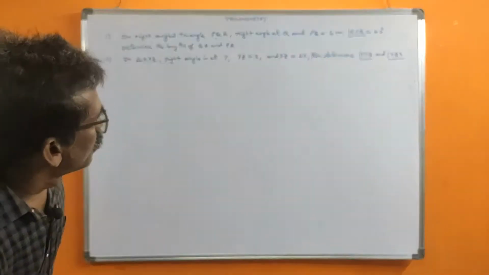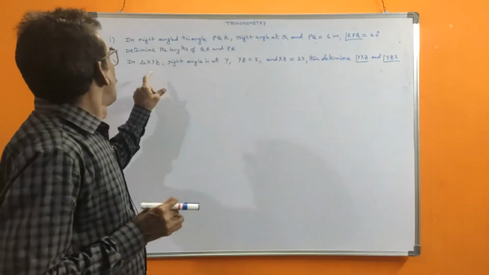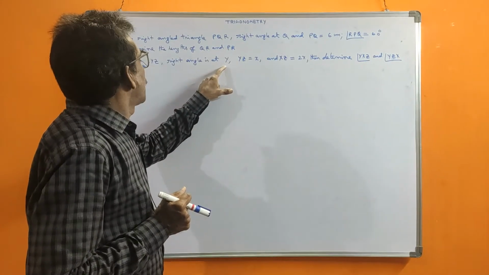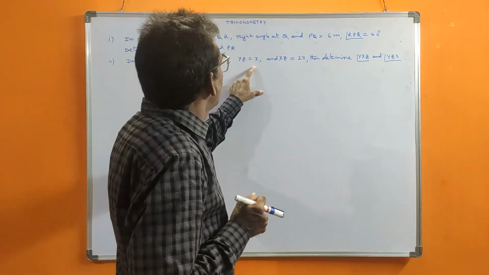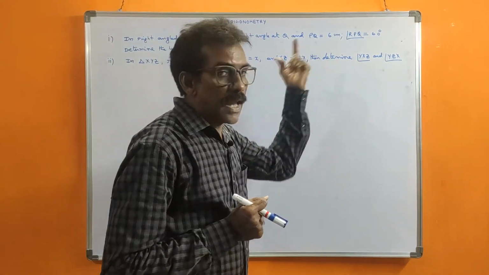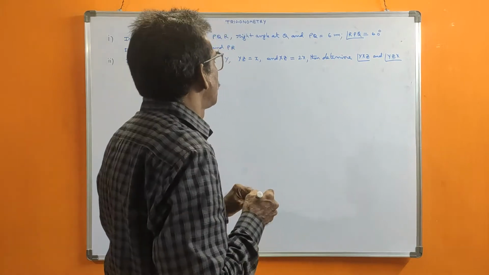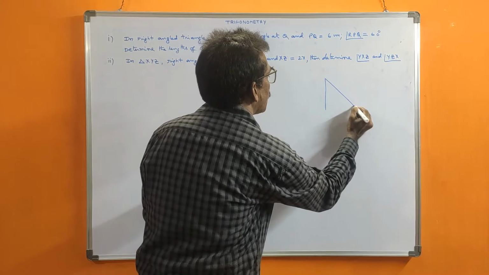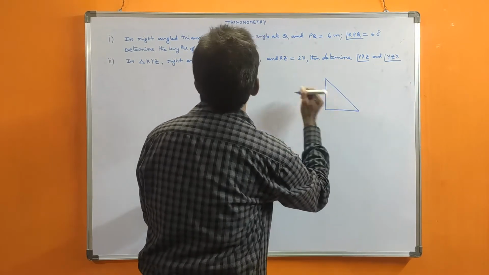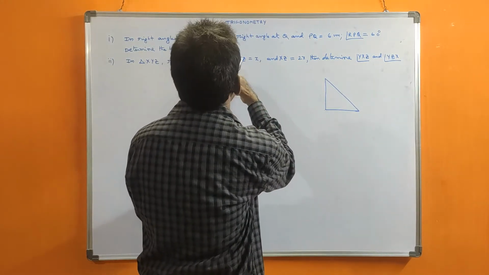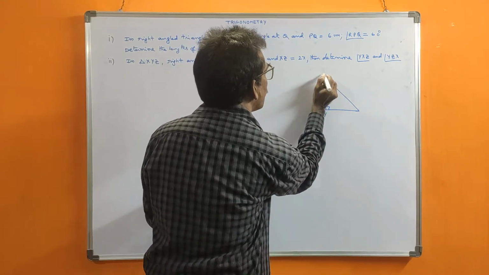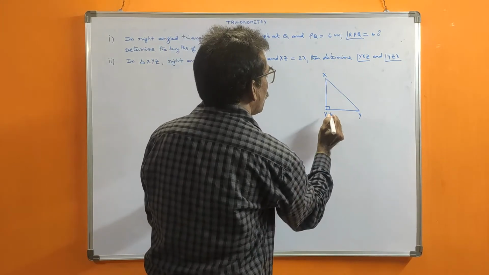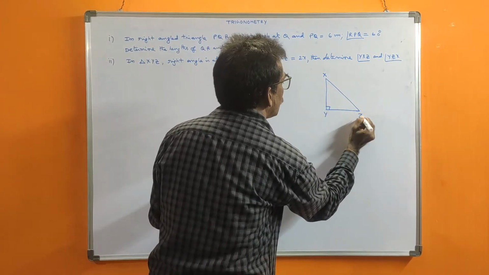Now, next problem, same type. See, this triangle is XYZ, the right angle is at Y. One side is given, the other side is also given, and it is asking for angles. So now consider a right angle triangle. The name of this triangle is XYZ. Right angle at Y means first you write Y, next you can write here X, here Z.